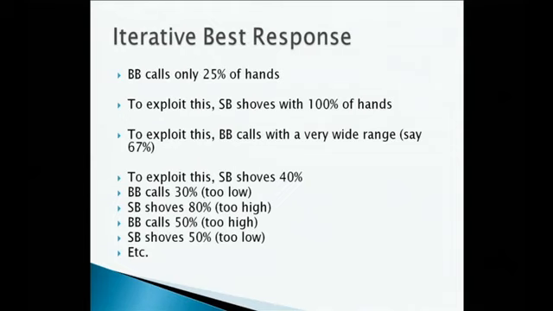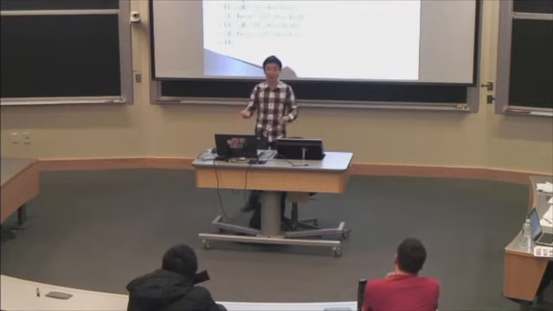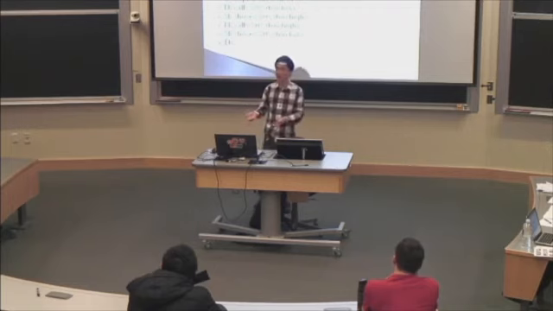So let's draw a chart of what is in game theory called iterative best response. How this works is I fix a strategy for one player, and I take the best strategy for the other player at exploiting that strategy. So I fix a strategy for the big blind, which only calls 25% of hands. Then I ask myself, what's the best way for the small blind to exploit this? Well, it's to shove 100% of hands, by the calculation.